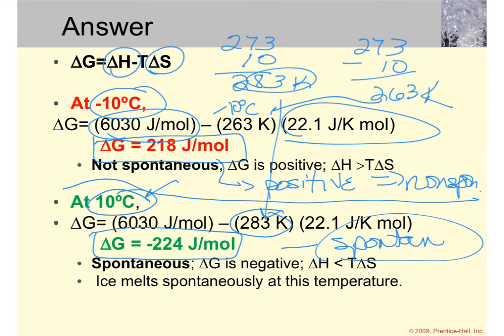So again, when the signs of delta H and delta S are the same, either both positive or both negative, it means they are at odds with each other. One is favorable, one is not. The deciding factor on spontaneity is temperature. Temperature matters.